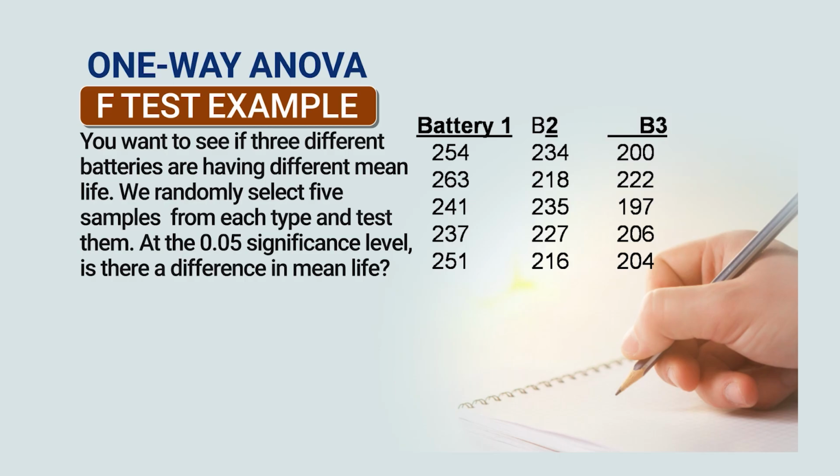So we randomly select 5 samples from each type and test them at the 5% level of significance. Is there a difference in the mean life?